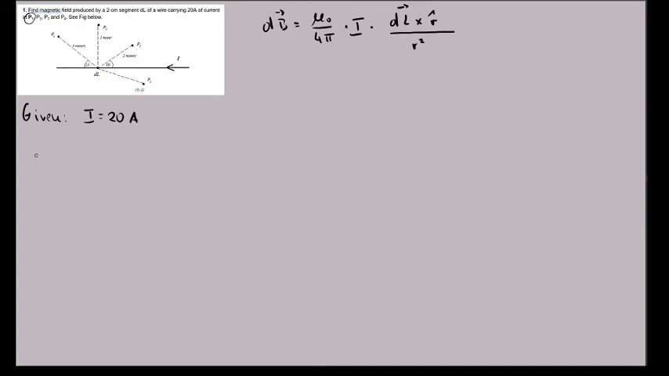Let's rewrite this equation, see what we have, and then take it from there. So far in my given section, I have the current that is 20 amps. I'm going to write it in magnitude form. So dB equals mu naught over 4 pi times 20 for the current times dl times the sine of the angle theta over r squared.